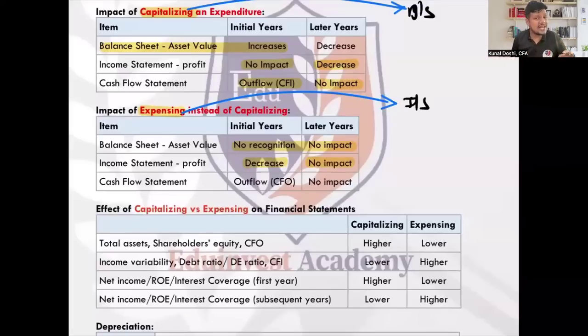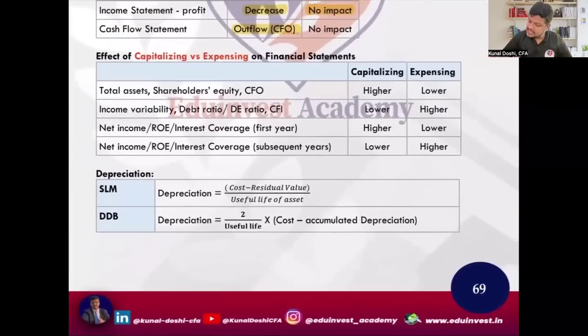And since you recognize that as an expense, it is considered an operating cash outflow, and therefore your CFO goes down. This is the effect of capitalizing versus expensing, or expensing versus capitalizing. But if you want to see the effect of both simultaneously, this is the most important table.